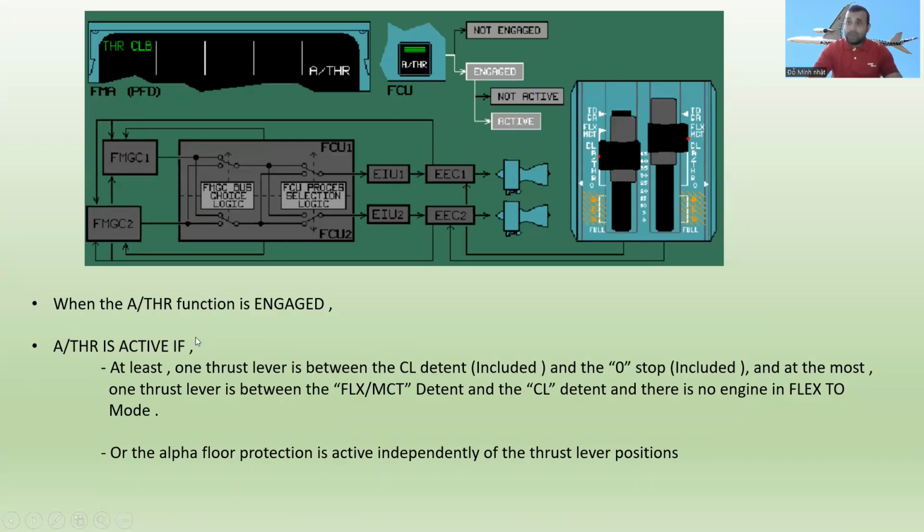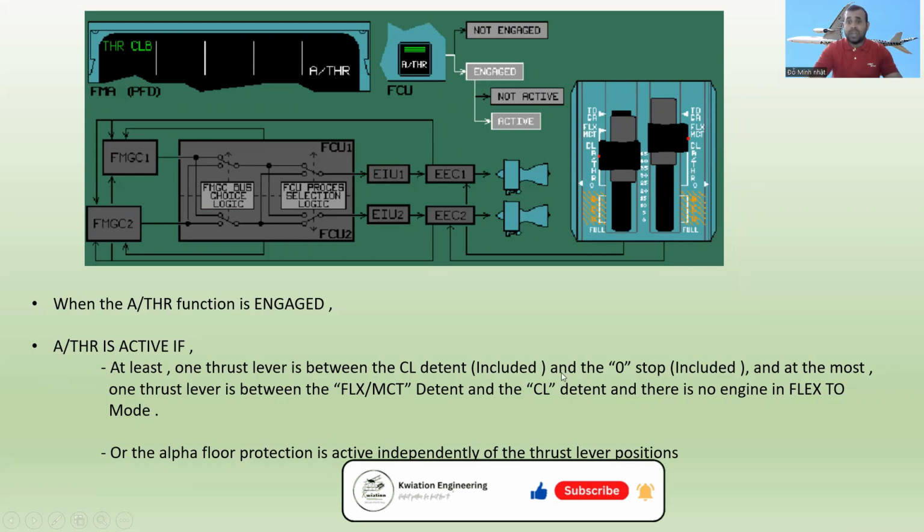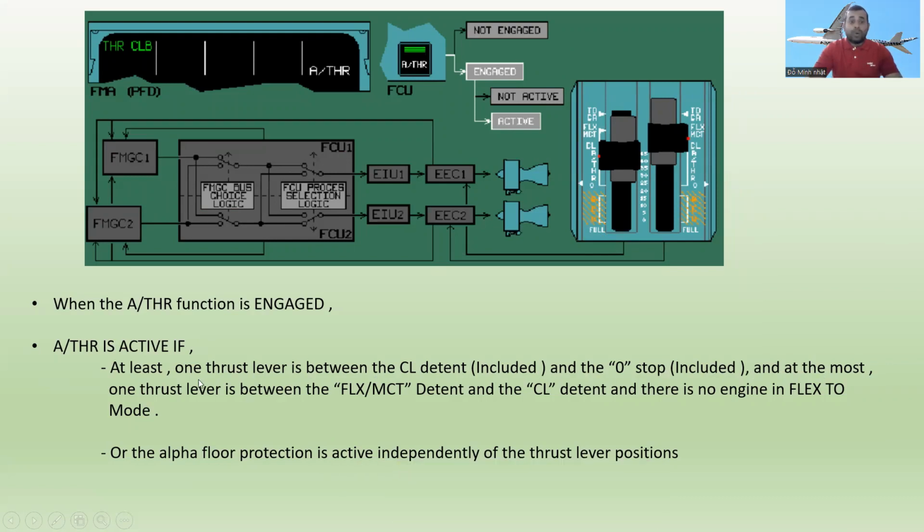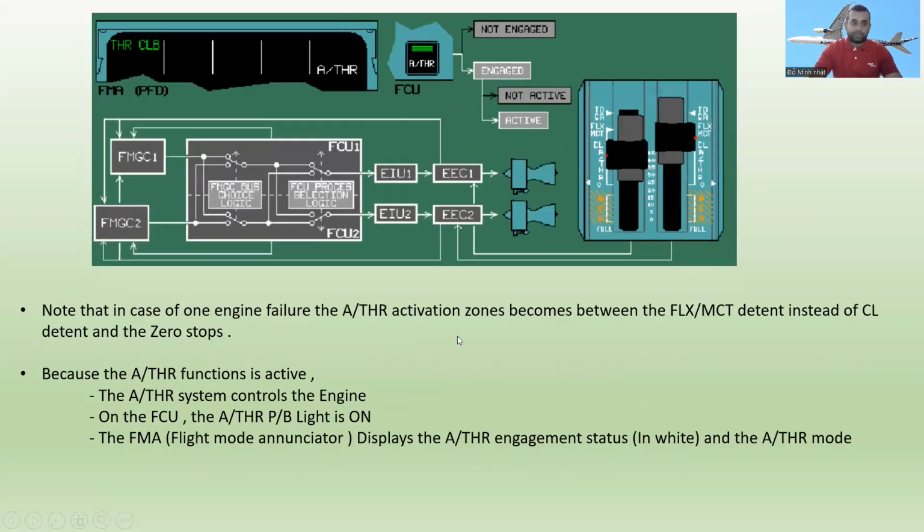Autothrust is active if at least one thrust lever is between the CL detent included and the 0 stop included, and at the most one thrust lever is between the FLX MCT detent and the CL detent, and there is no engine flex to mode. Or the alpha floor protection is active independently of the thrust lever position.